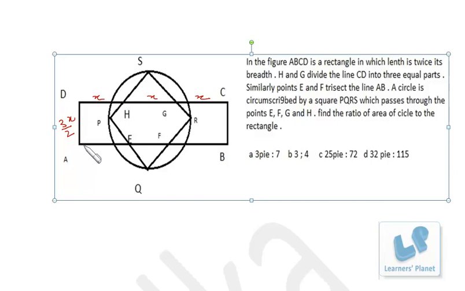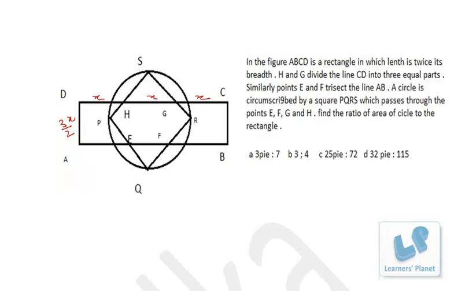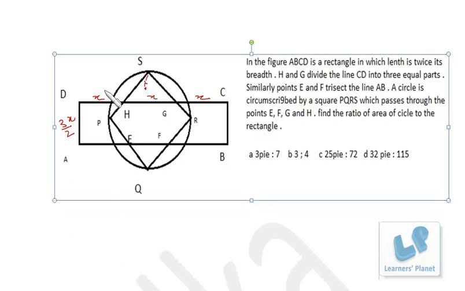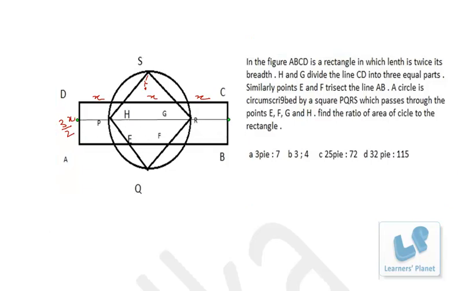Okay. Now what? We know the area of this rectangle, that is 3x into 3x by 2. Now we have to find out the area of this circle. For that we need to find the diagonal of the square, right? Now for the diagonal of the square, I just draw a line. The diagonal makes this complete angle 90 degrees, so this angle must be 45 degrees.